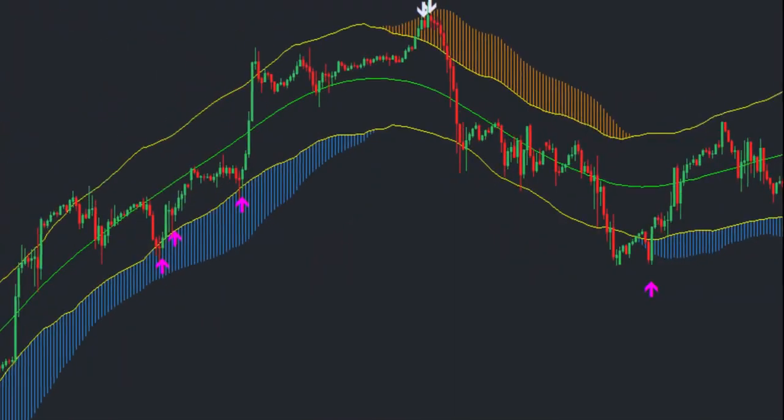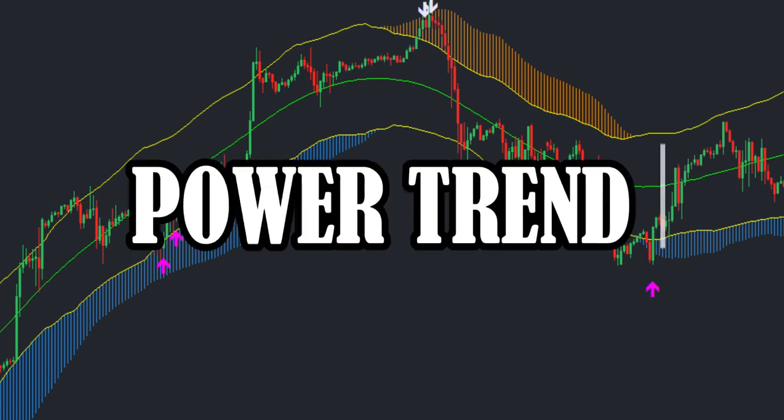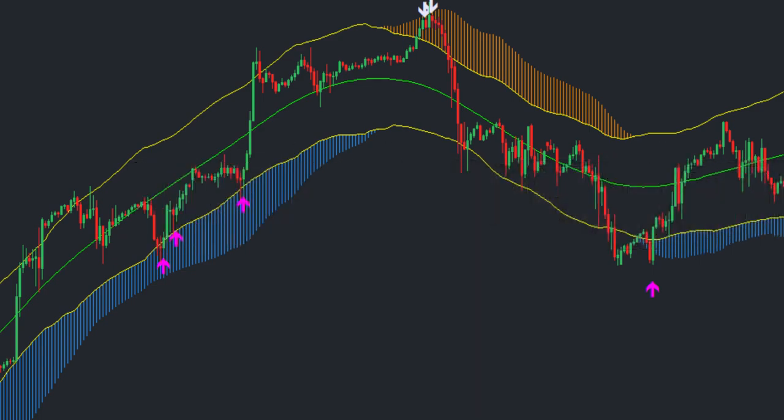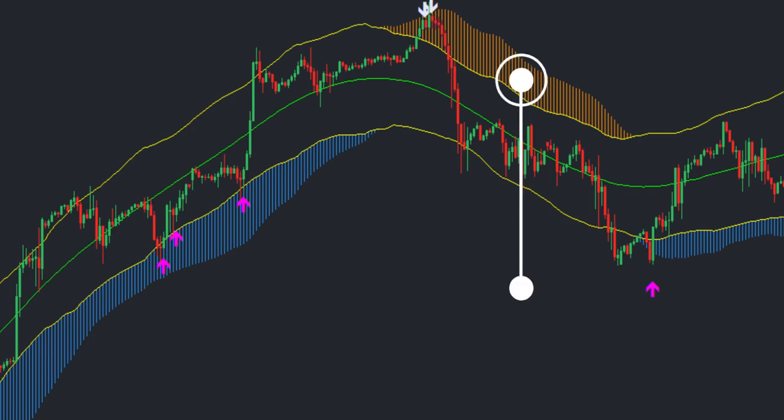So we fire up our trading platform and load our first indicator, which we call the power trend. Guys, this is how the power trend looks on our charts. It has a few components which I'm going to take you through in just a second. The first element is this blue zone. This simply indicates oversold area, and the orange zone indicates overbought area.